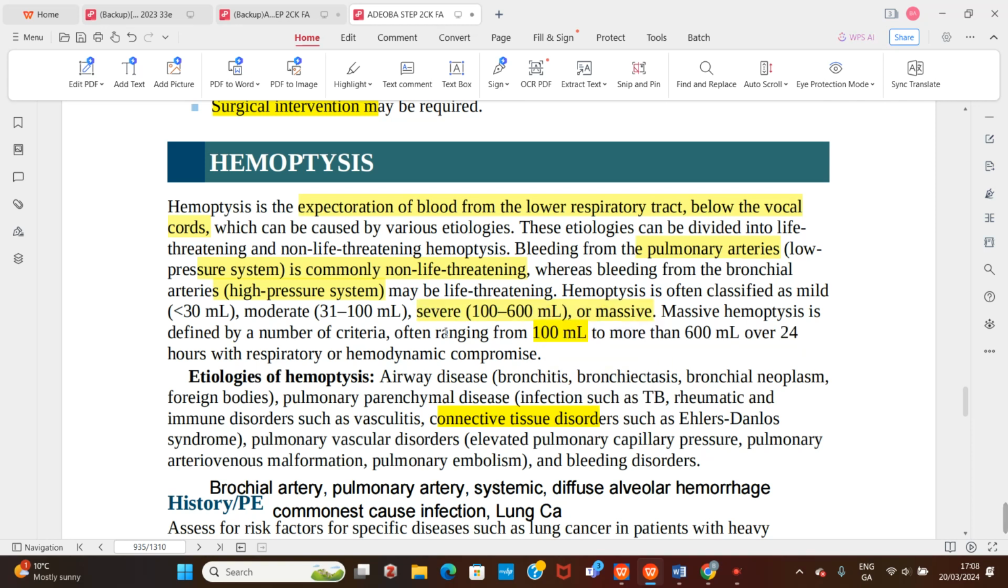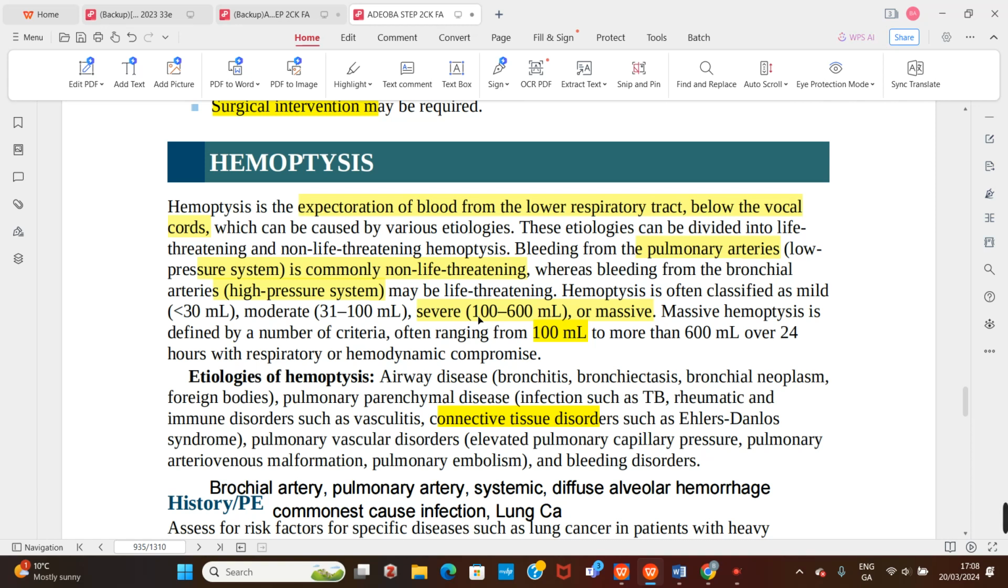Sorry, I didn't get why it's high pressure, like the bronchial versus pulmonary. No, the bronchial, it's a fact. It's not an explanation. Do you understand? Okay, yeah. So the bronchial arteries are high pressure, the pulmonary low pressure.